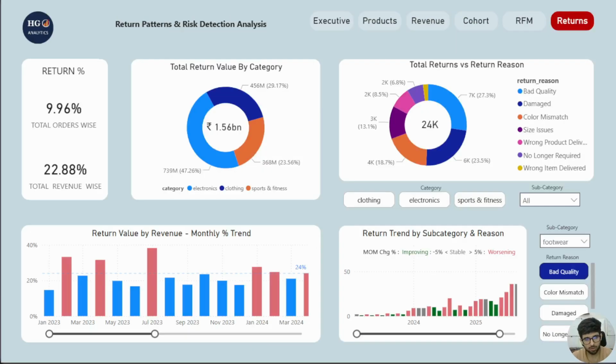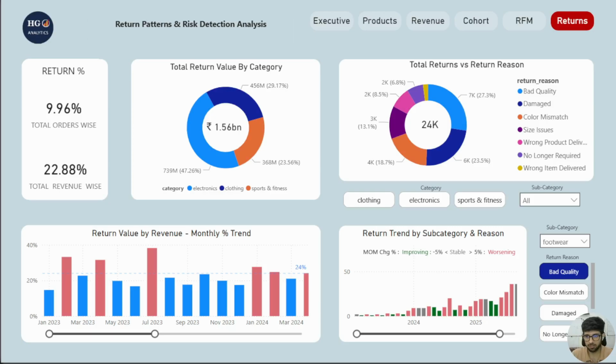Now let's talk about a topic that most executives are worried about, that is return patterns and risk detection analysis. Okay, I would like to take your attention towards the return percentage. You can see the return percentage is under 10%, which is fine. But if you see the total revenue wise return percentage, it is 22.88%. That means that out of 100 million of revenue, 22 million is going back, which is concerning.